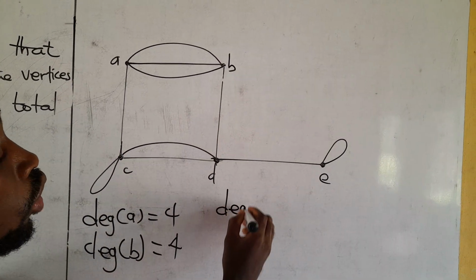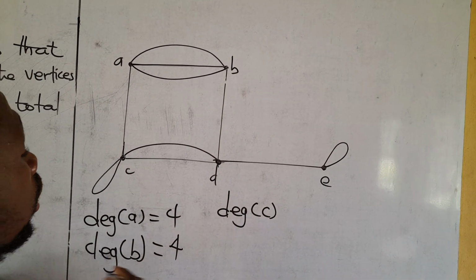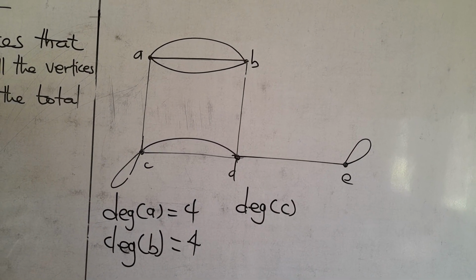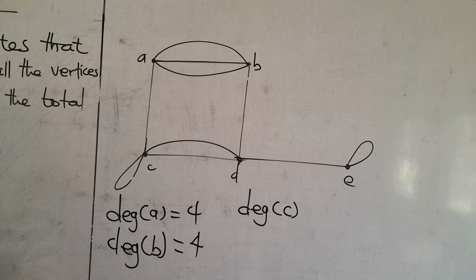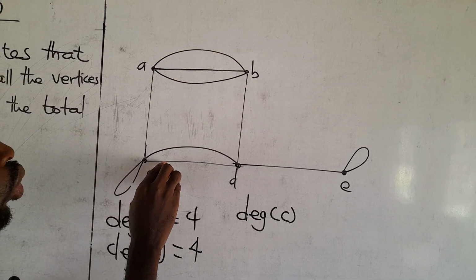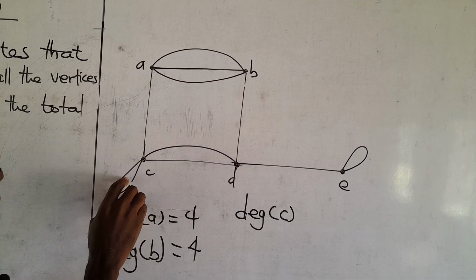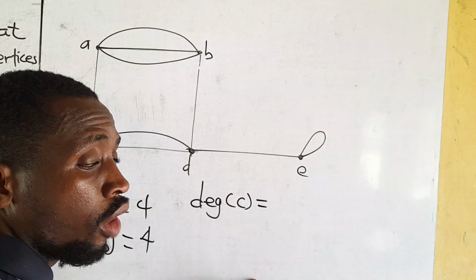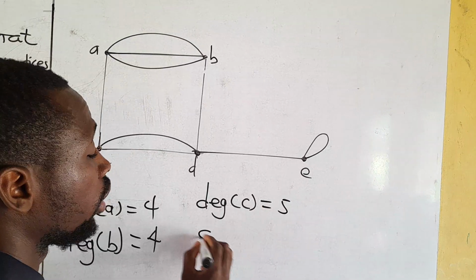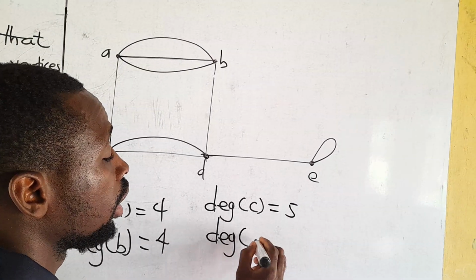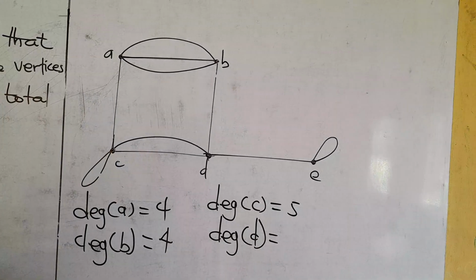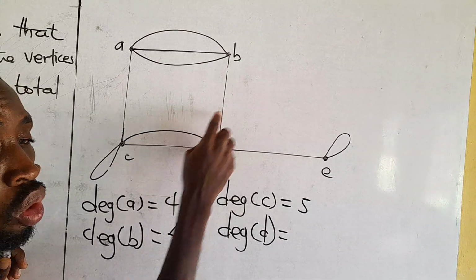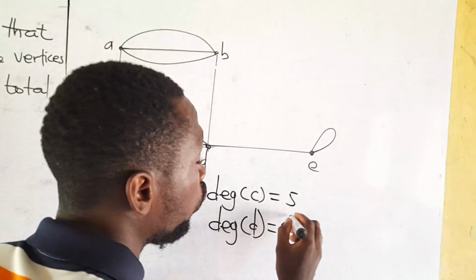Now let's go to the degree of vertex C. Where is the vertex C? This is having a self-loop. Remember we said self-loops add 2 to a degree. So let's count the number of edges here: 1, 2, 3. Then the self-loop will add 2 more to it. That becomes 5. So we say the degree of the vertex C is 5. Now let's find the degree of the vertex D. The degree is 1, 2, 3, 4. So the degree of the vertex D is 4.